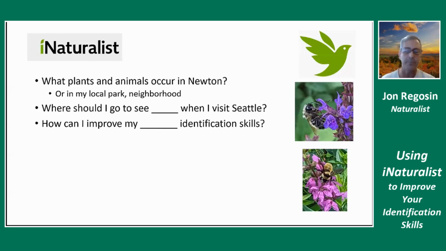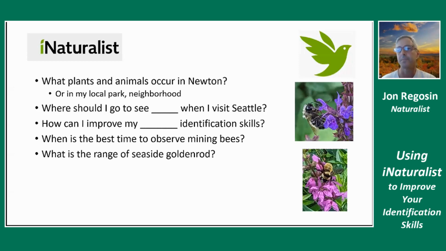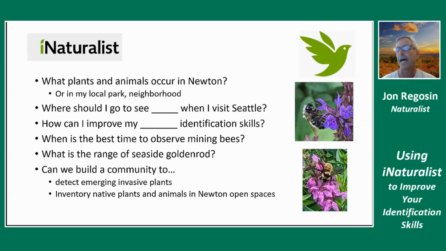As I mentioned, how can I improve my identification skills, whether it's birds, insects, bees, aquatic invertebrates, whatever you're interested in. When is the best time to see something like a mining bee in Newton? And then what's the range of some of these species that we might see in Newton? And then lastly here, we can ask questions like, can we build a community? Beth mentioned this at the beginning, for example, to help us better detect emerging invasive plants here in our community, or to inventory native plants and animals.